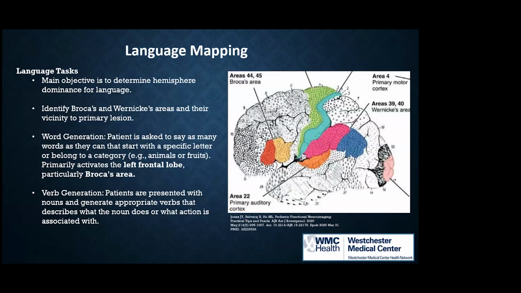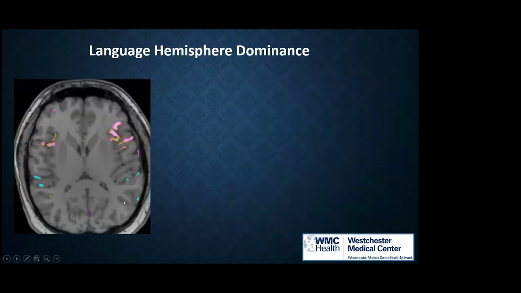Next, another common task that we'll perform is language mapping. The main objective is to determine which hemisphere is dominant, whether it's the left or right, and we'll try to identify Broca's or Wernicke's area. The two main tasks we do are word generation, where we ask the patient to say as many words as they can that start with a specific letter, which typically helps us highlight Broca's area. And then verb generation is the other common language test, where patients are presented with nouns and they generate appropriate verbs to describe that noun.